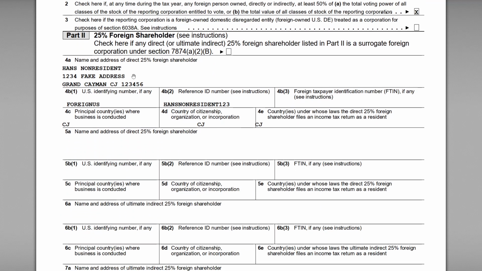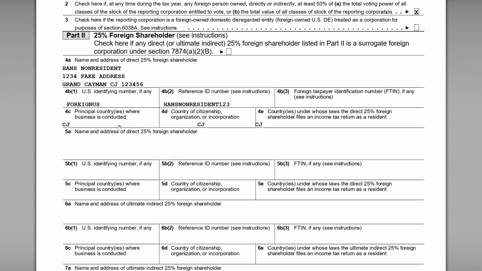Okay, so part 2, information on the foreign shareholders. In our case here, Hans is the only shareholder, right? So that's why we can see here that he's the only person being listed. He's the direct 25% or greater foreign shareholder. ID number. Reference ID number, this can be anything you want. In cases where you don't have a U.S. ID number, you have to put a reference ID number. So the reference ID number, we're just using his first, last name, 123. Keep using the same reference ID number for all subsequent years. That's what the IRS likes to see, and so they could better trace what information is being reported for the shareholders.